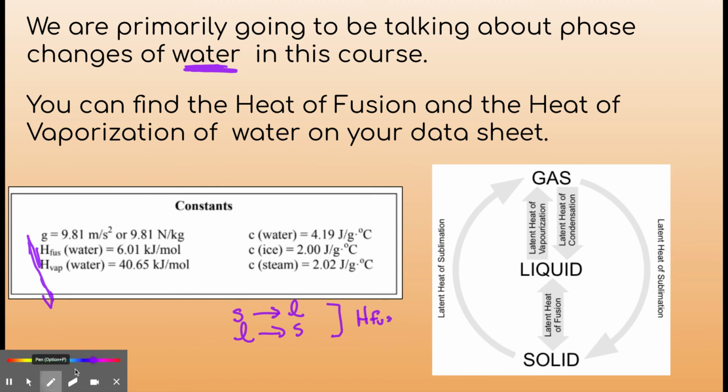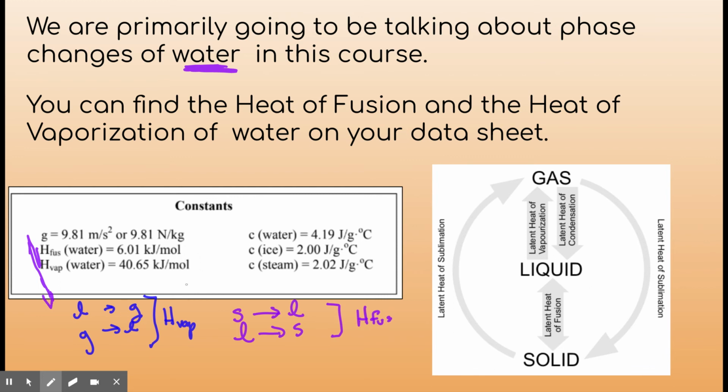If you were going to go from a liquid to a gas, vaporization, or back the other way, gas to liquid, you will use a H vap or H vaporization. And you will notice that you have your two different constants.